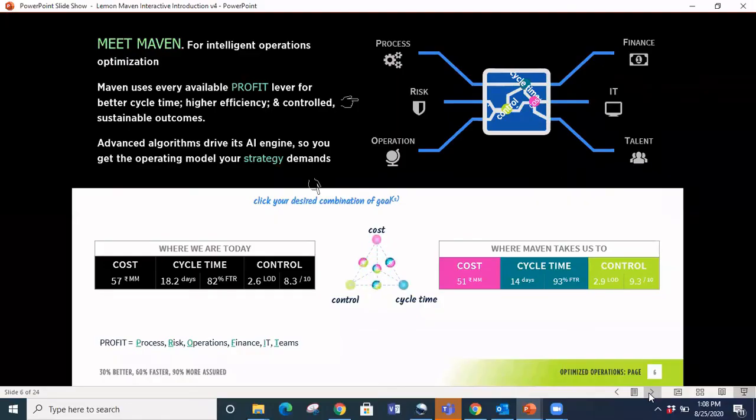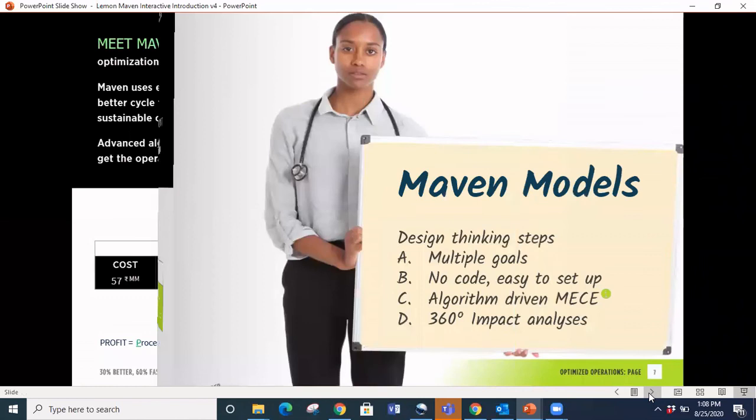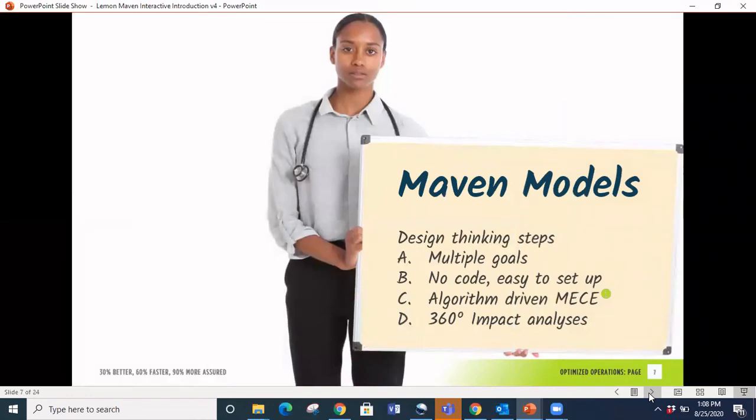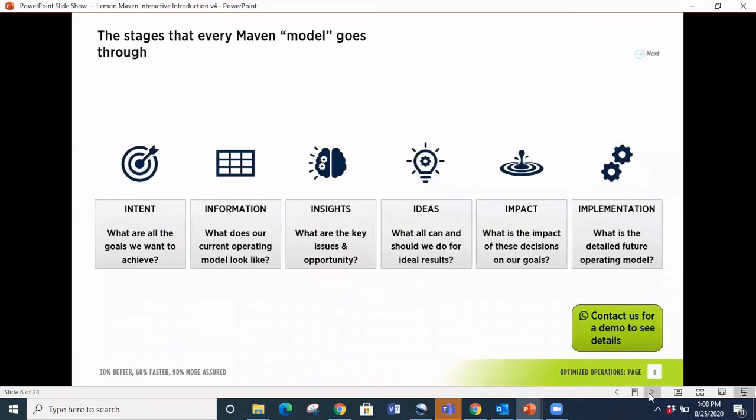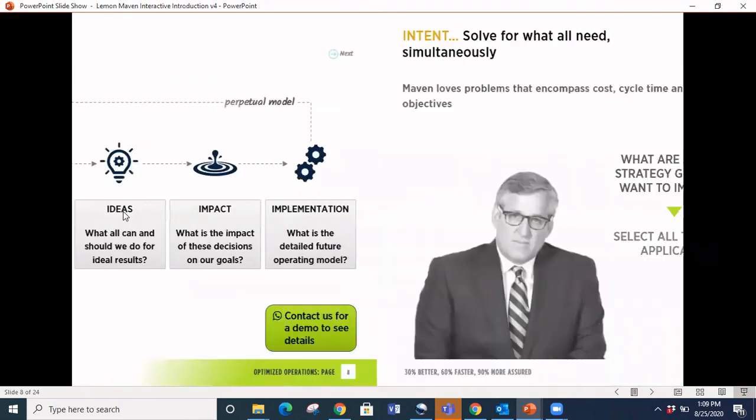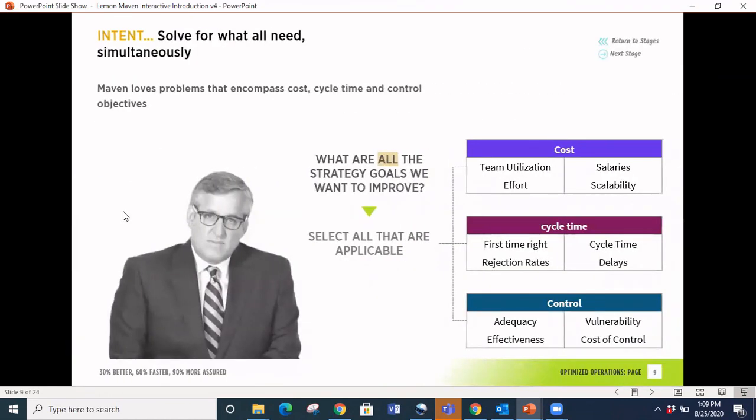Now, since we have looked at what Maven does, let's look at how it's done on Maven. An operational optimization project on Maven goes through these six stages, or what we call the 6 I's. The first stage, the intent setting stage, is where the leaders define what strategic goals they want to achieve, or what key metrics they want to improve across cost, cycle time, and controls.